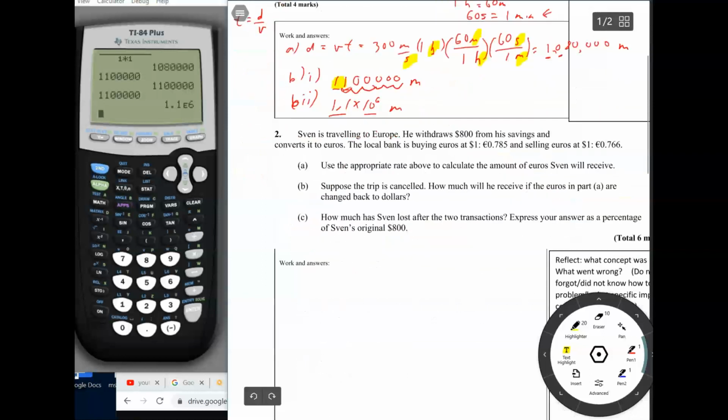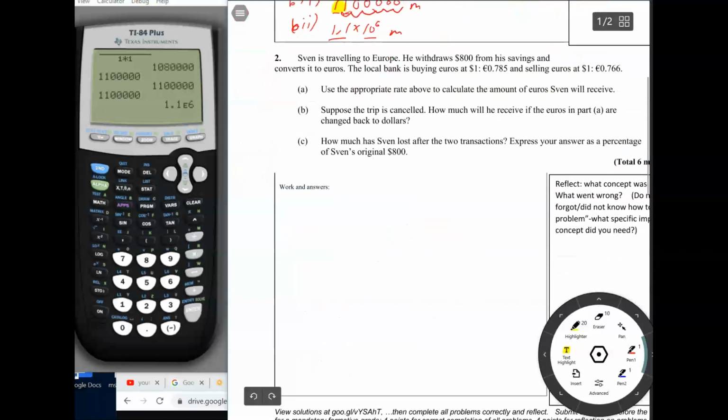Let's go down to number 2. Sven is traveling to Europe. He withdraws $800 from his savings and converts it to euros. The local bank is buying euros at a certain price and selling euros at another price. Use the appropriate rate to calculate the amount of euros Sven will receive. Okay, so Sven is going to Europe, so he wants euros, and he starts with dollars.